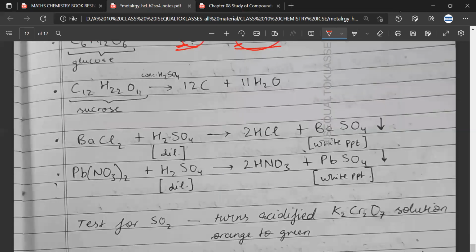And then we have sucrose, also known as C12H22O11. Also, you might have studied this compound in biology. And this is also in the presence of concentrated H2SO4 results in the production of carbon and water.